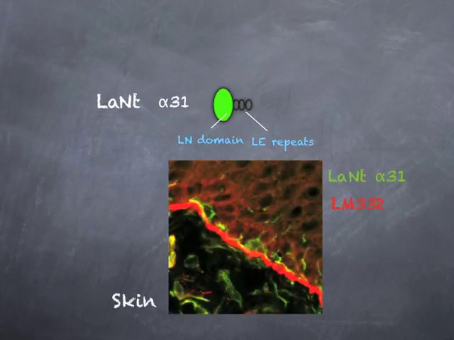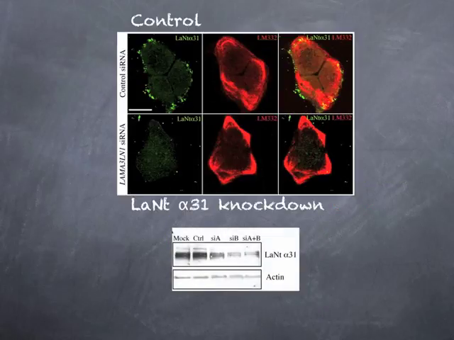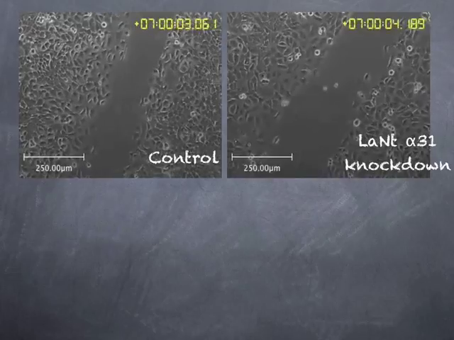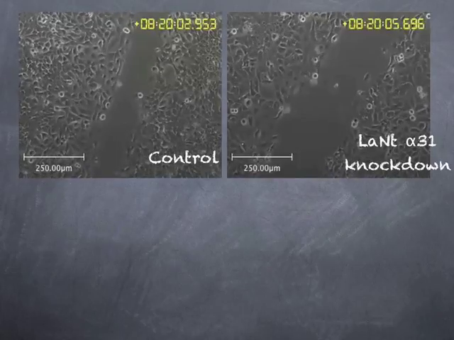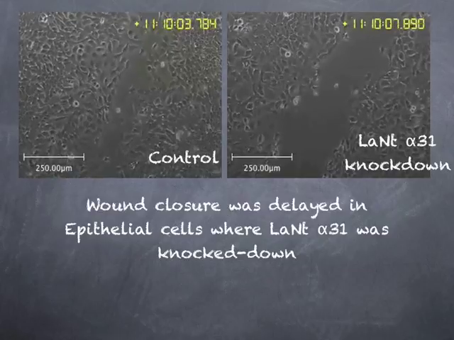However, they do locate to the same location in the skin, toward the basement membrane, and they decorate regions where laminin 332 is present. In the only study published to date, knockdown of LaNt alpha 3-1 in skin cells was performed, and you lose those peripheral puncta that decorate those regions of laminin 332 in the cells. And one of the most striking phenotypes is that the cells that don't have this LaNt alpha 3-1 protein fail to close a scratch wound in vitro. So this protein seems to be involved in cell migration.